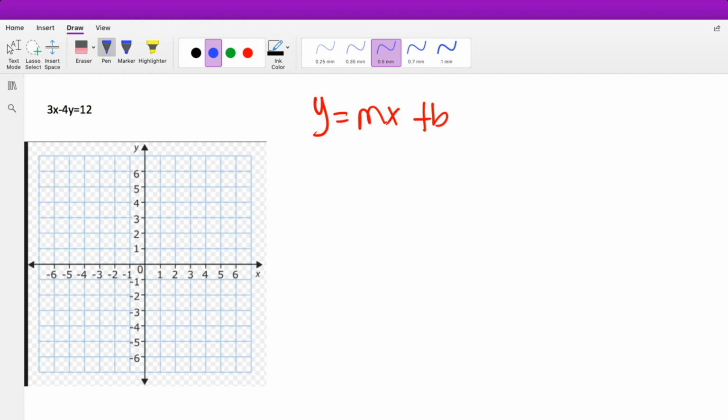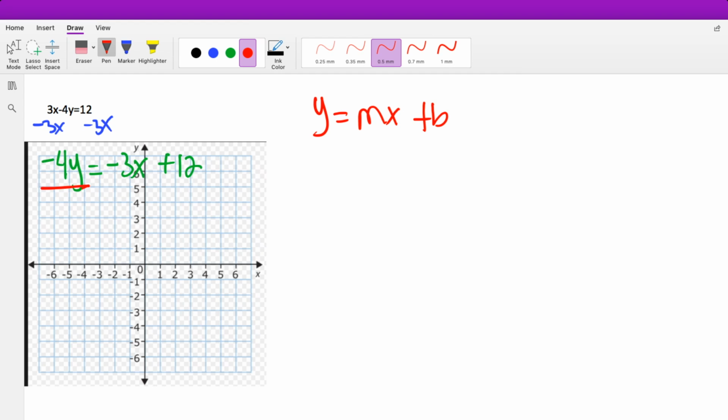What do we need to get rid of on this side? We need to get rid of this 3x. So let's subtract 3x minus 3x. Now we have -4y equals -3x plus 12. Now, is this y by itself yet? No, it has a -4 bothering us from getting this answer right. So we're going to get rid of that -4. And since these two are together, that means it's multiply, so we have to divide.